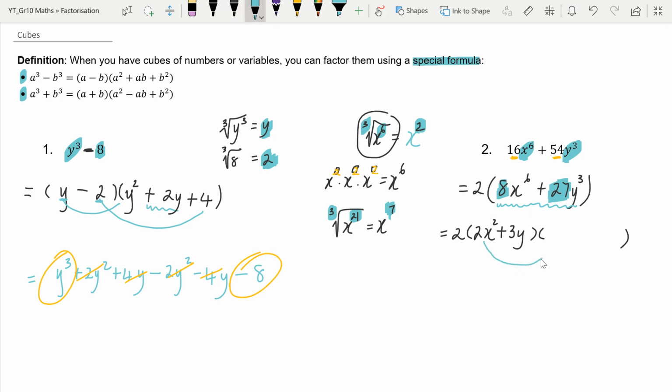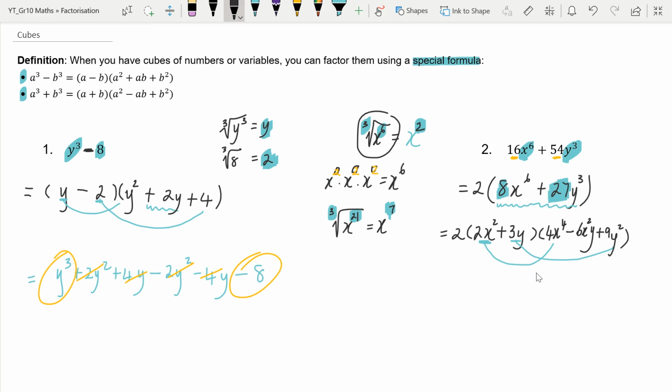I'm going to square this one, which is going to give me 4x to the power of 4. Then I'm going to square that one, which is going to give me 9y squared, and the sign will always be plus. Then I'm going to get the product of these two terms. So I'm going to multiply them by one another, which is going to give me 6x squared y, and the sign will always be the opposite. So in this case, it would be that. And there we factorized using cubes.